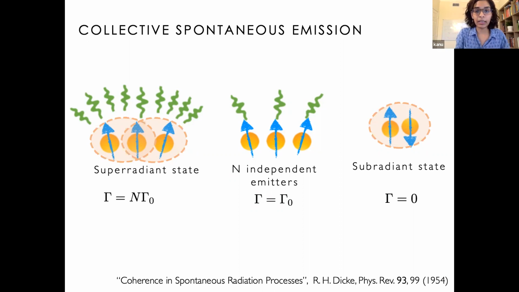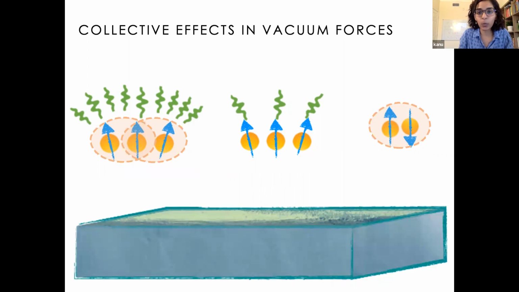Okay, and you can ask, what if we take these interesting collective states and put them near a surface? One thing we can do is use the intuition that Casimir-Polder forces are the dispersive counterpart of spontaneous emission or dissipation. And as a result, one might expect collective effects in Casimir-Polder forces as well.